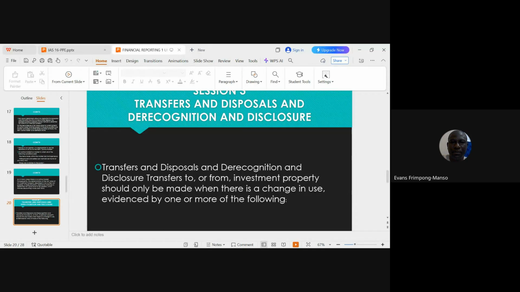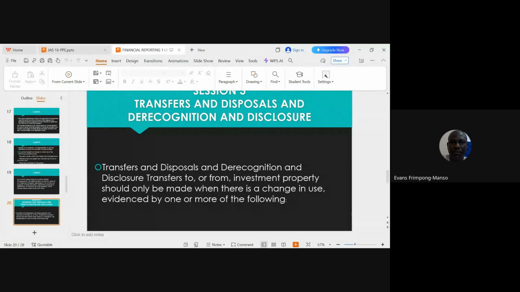So once you are transferring to, it means you are bringing an asset which originally was not an investment property to become an investment property. Transfer from means that originally that asset was investment property, but now you want to de-recognize it from investment property to become property, plant, and equipment. That is what is meant by transfers and disposals and de-recognition.